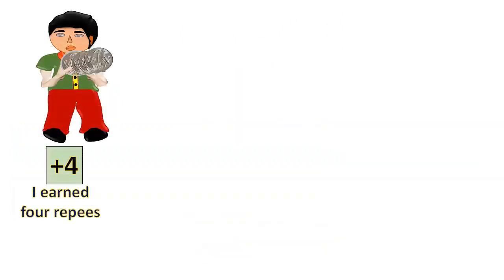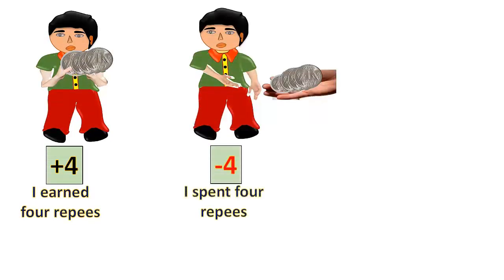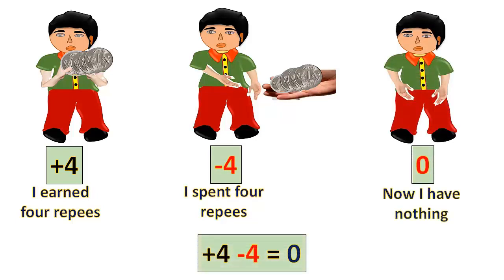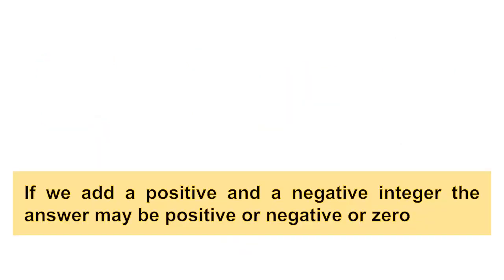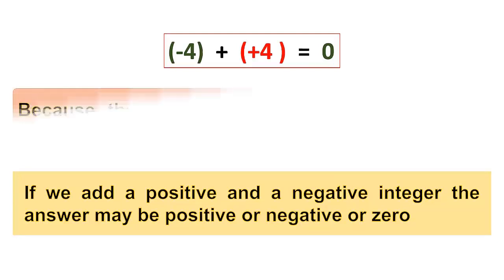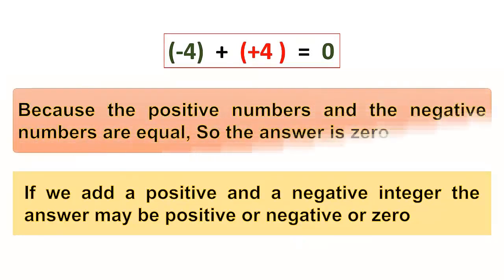A boy says he earned 4 rupees and another boy says he spent 4 rupees. So the result is, a boy says he earned 4 rupees. After some time, he spent that 4 rupees. So finally he has nothing in his hand. So plus 4 and minus 4 gives 0. Because the positive number and the negative number are equal, the result on addition is 0.